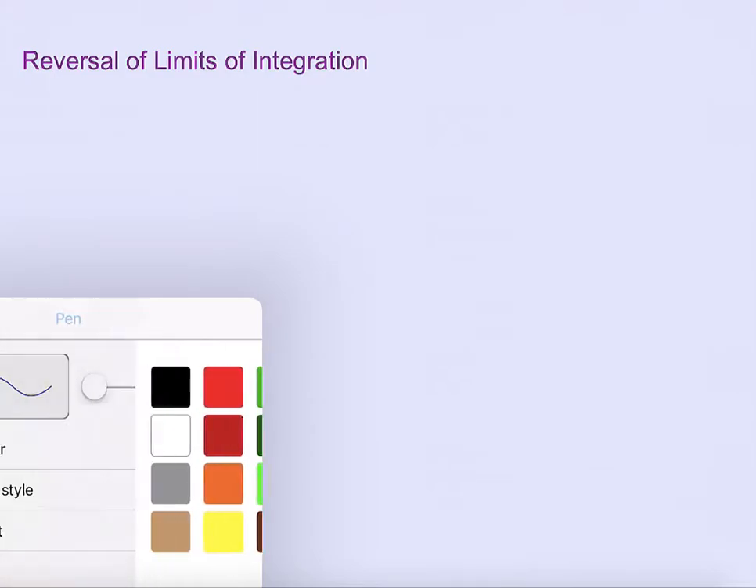In this video, we'll look at a couple of quick points about the fundamental theorem of calculus. First of all, we've talked about definite integrals for a while now. One of the things you can do with definite integrals is look at limits of integration that go in the opposite direction.